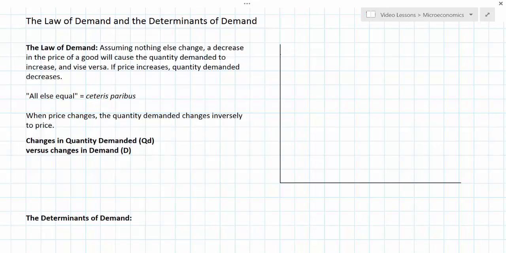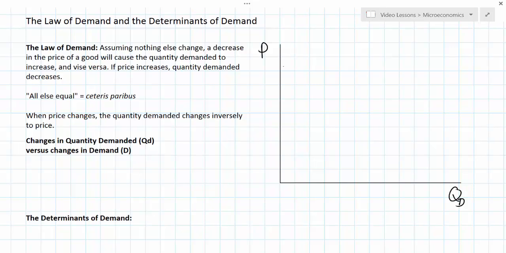First, our graph needs some labels. I'm going to put the price on the vertical axis. The price is what we call the independent variable in our demand diagram. As the price of a good changes, the quantity demanded is dependent on the price. So the quantity demanded, or QD, will be my horizontal axis label.